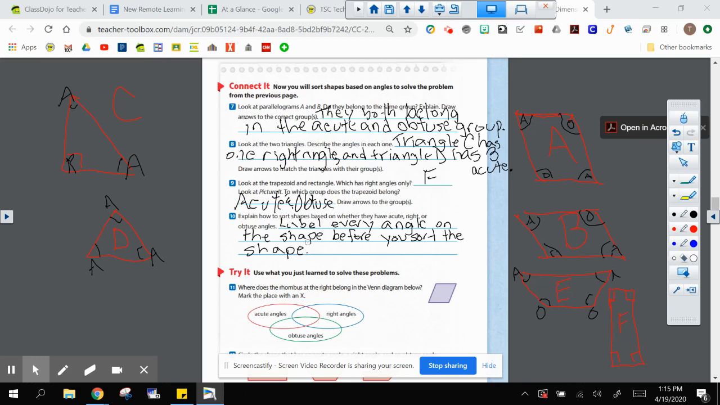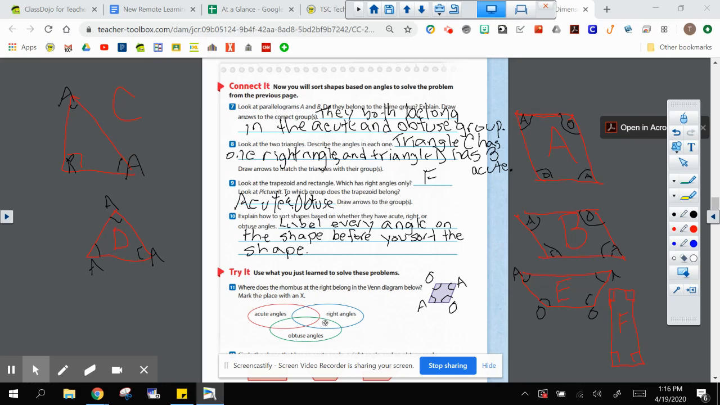So try it, number 11. Where does the rhombus on the right belong on the Venn diagram below? Mark the place with an X. So we have a small angle and a small angle that are opposite of each other. So those are acute. And then we have two wide angles, which are opposite of each other, and those are obtuse. So we have two acute, two obtuse. So it's not all acute, it's not all right, it's not all obtuse. So we're going to have to go in one of the categories that overlaps.